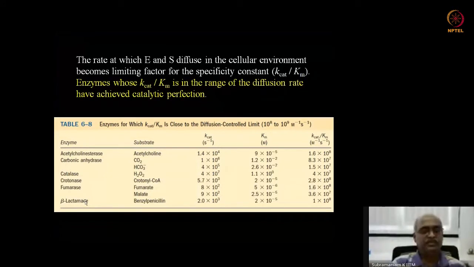So here are some of the enzymes and their substrates, and the corresponding Kcat, Km, and the ratio are given. And if you look at it, the diffusion control limit is in this range, and some of these enzymes are already there. So most enzymes are actually limited only by the diffusion rate within the cellular environment, indicating many enzymes have actually achieved catalytic perfection. This is not surprising given the very long time life has been around and evolution has perfected many of these enzymes.